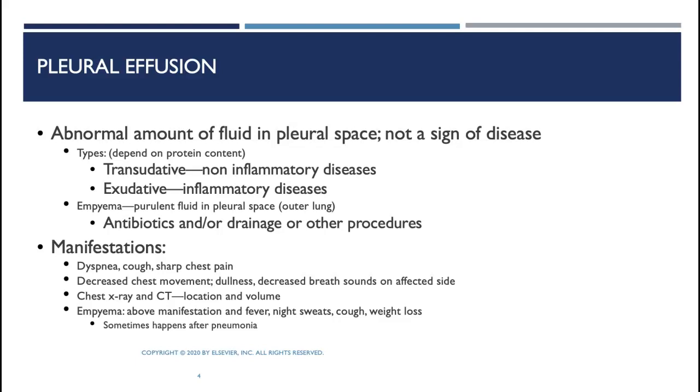And again, we talked about that empyema. Additional symptoms with an empyema would be a fever, night sweats, that cough again, and weight loss. And as I mentioned in class, pleural effusions sometimes happen after pneumonia, or if you have one, it can actually cause pneumonia because of that compressed lung.